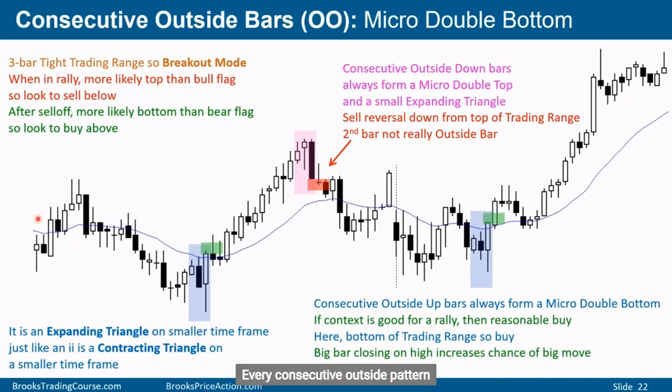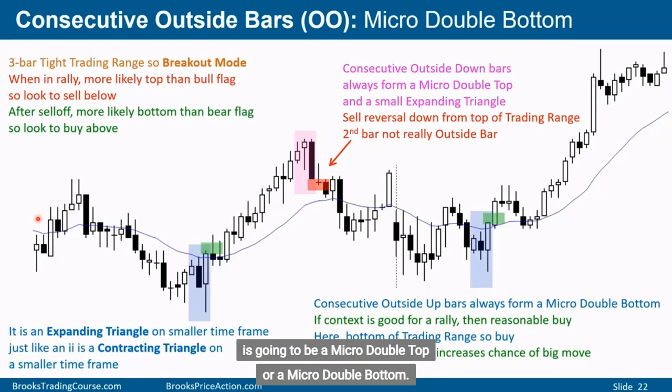Every consecutive outside pattern is going to be a micro double top or a micro double bottom. I talked about that in the first video, the video on definitions. In fact, usually the OO patterns are triangles, expanding triangles on a smaller time frame chart.